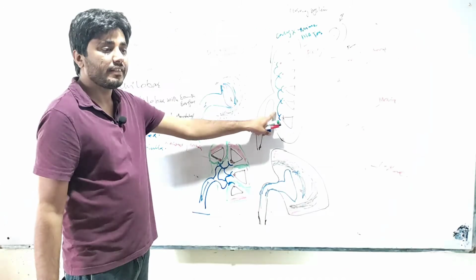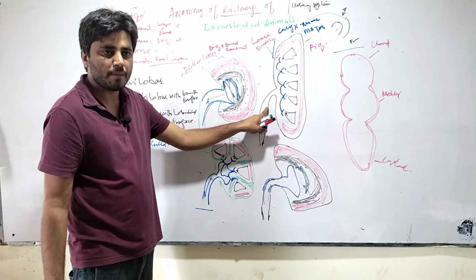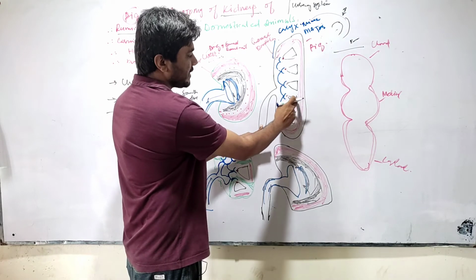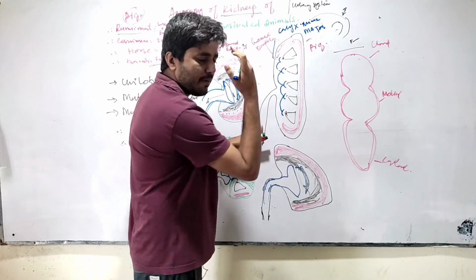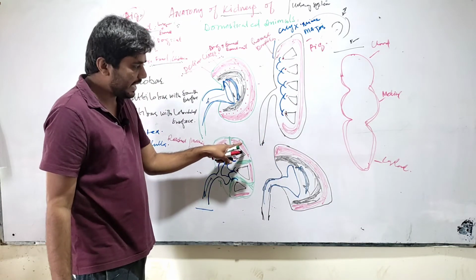These structures, the minor and major calyces and these cavities, are actually part of the ureter. The tissues, cortex and medulla, are part of the parenchyma of the kidney. That's clear.